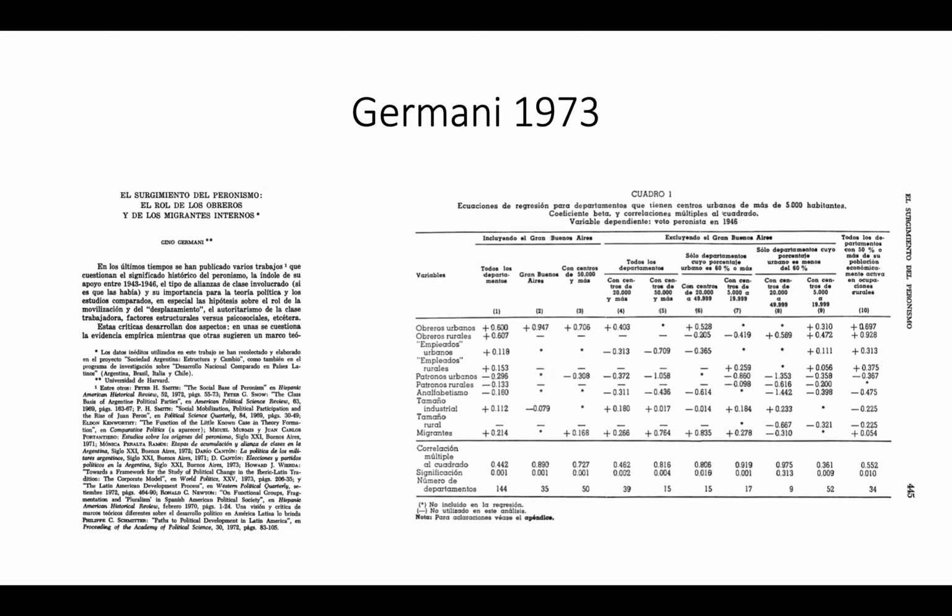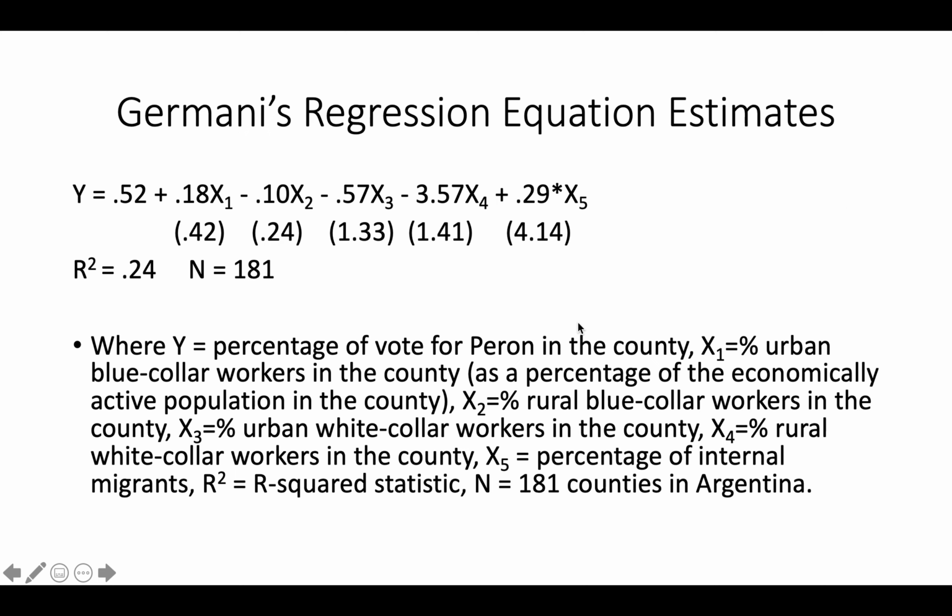Thus, as we can see here, the vote for Perón was estimated in several different models by Germani, and we're going to summarize the main results on this slide here. When we look at the results of this key regression equation, the results are rather surprising. So we'll quickly define what this equation is.